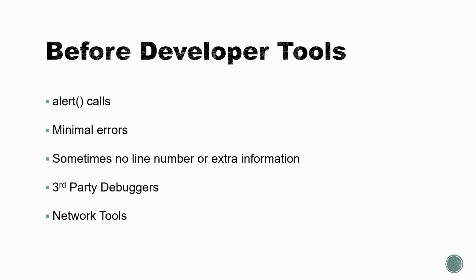Alright, so before developer tools came along, coding was much harder and debugging was much harder. We had to do things like alert calls to test values, instead of just logging them to the console. The browser gave you minimal errors, if they even gave you errors, and sometimes you'd have a line number and sometimes you wouldn't. Sometimes it would give you the wrong information or the wrong line number. We had to use third-party debuggers, which might have been nice, but they were really difficult to work with and integrate. And browser developer tools fix all of this stuff and give us much more to work with.